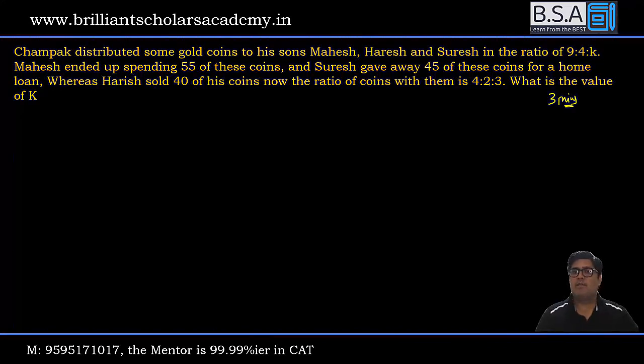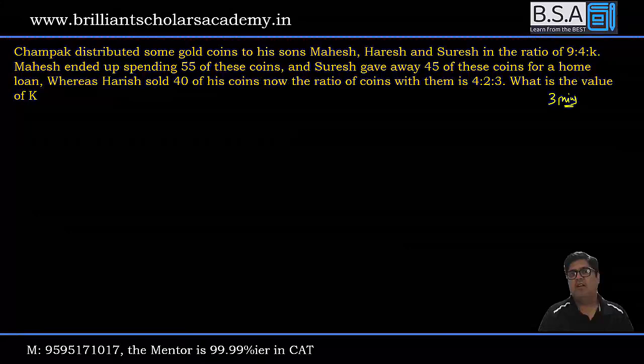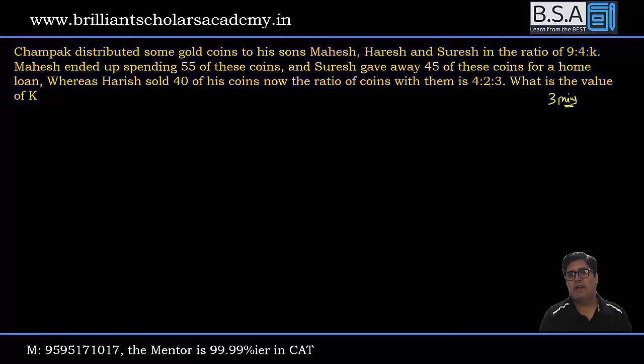Champak distributed some gold coins to his sons Mahesh, Haresh, and Suresh in the ratio of 9:4:k. Mahesh ended up spending 55 of these coins. Suresh gave away 45 of these coins for home loan, whereas Haresh sold 40 of his coins. Now the ratio of coins with them is 4:2:3. What is the value of k? K is the ratio value here. Can you find out k? Is it possible to find k?